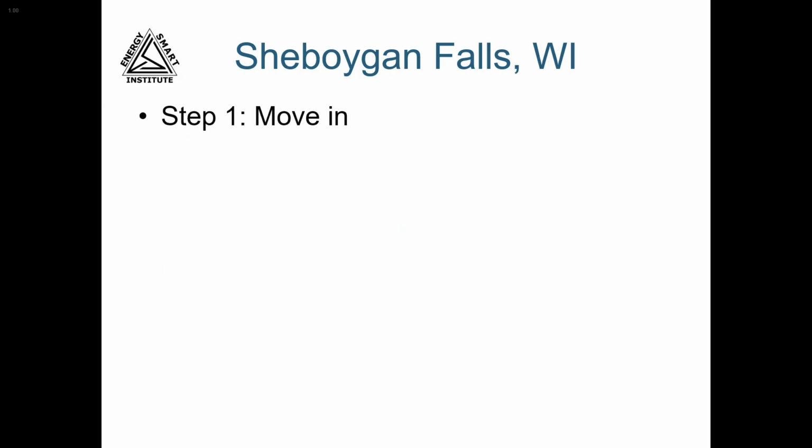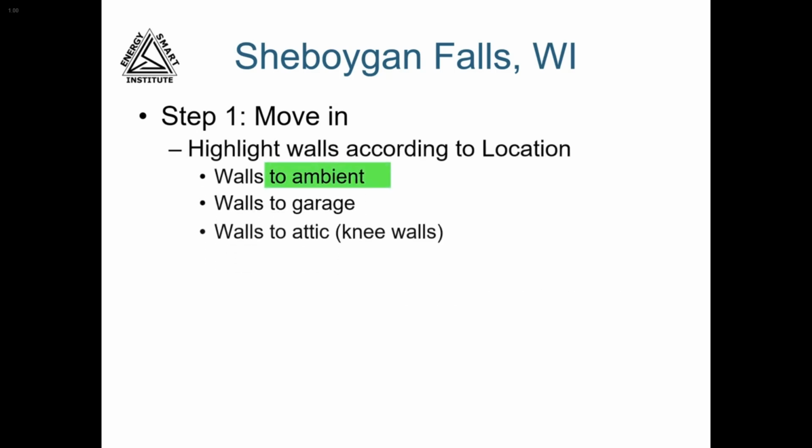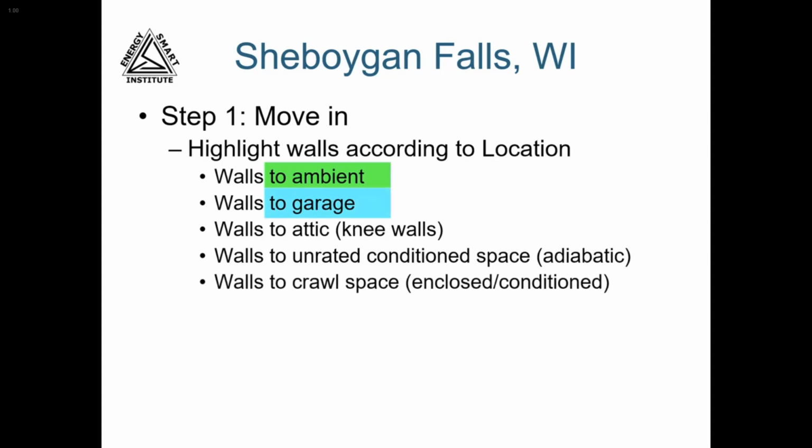Now that we've reviewed what we have, let's move on to step 1. I call this moving in because I'm looking at all the plan details and getting to know the property inside and out. I always start with several colors of highlighters so different colors can represent different locations and items. I highlight all the envelope walls. Walls to ambient I highlight in green. Walls to the garage or cold walls I highlight in blue. Walls to the attic or knee walls I highlight in orange, and adiabatic walls I highlight in yellow.